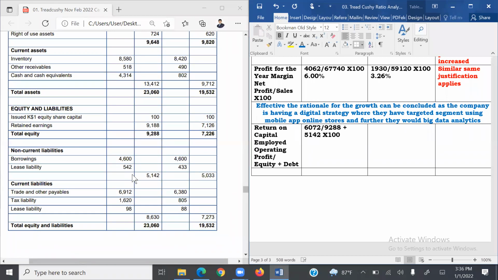So students, let's calculate this. Ready? 6,072 divided by 9,288, which is the equity contribution, plus 5,142, which is the debt contribution, multiplied by 100. This should effectively give you an answer of 42.08%. Students, are you effectively getting an answer of 42.08%? Can you just confirm whether it is fine for you? Yes or no? Thank you, students. Other children also, if possible, can I get a Y in the chat box?